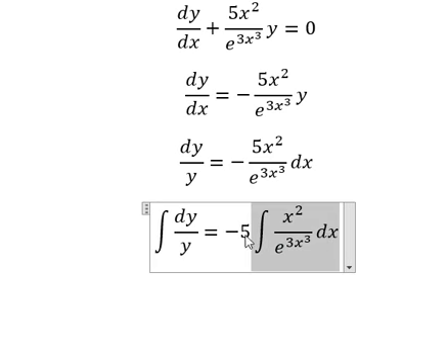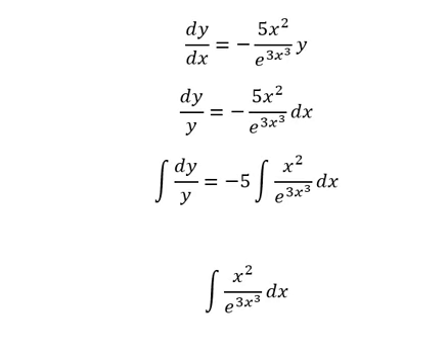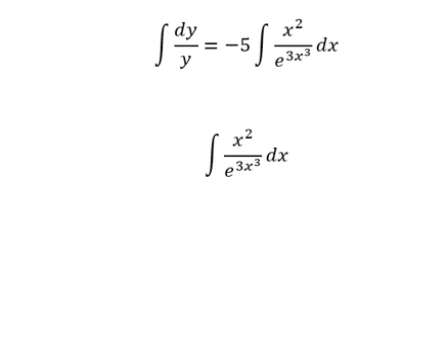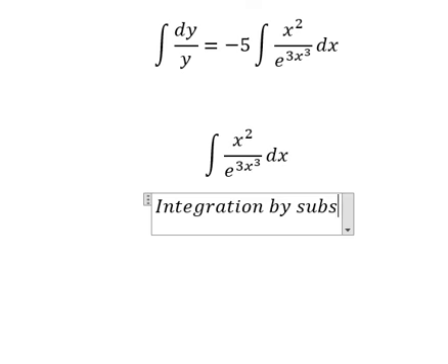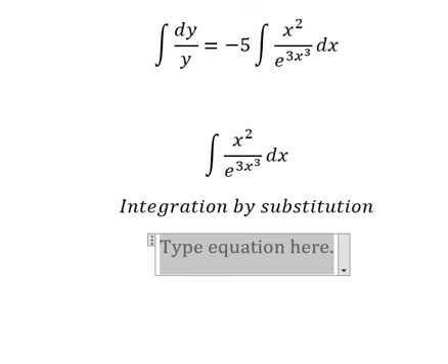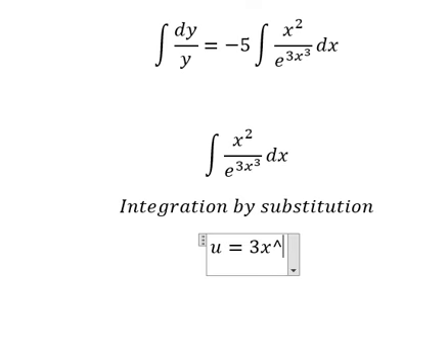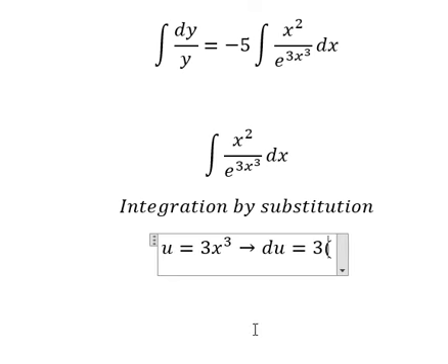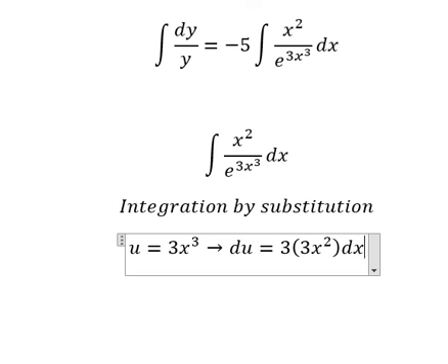Next, I will concentrate on this one. So, we need to use integration by substitution. So, I will put u equal to 3x to the power of 3. After that, we first take the derivative of both sides. And we have 3x squared dx.